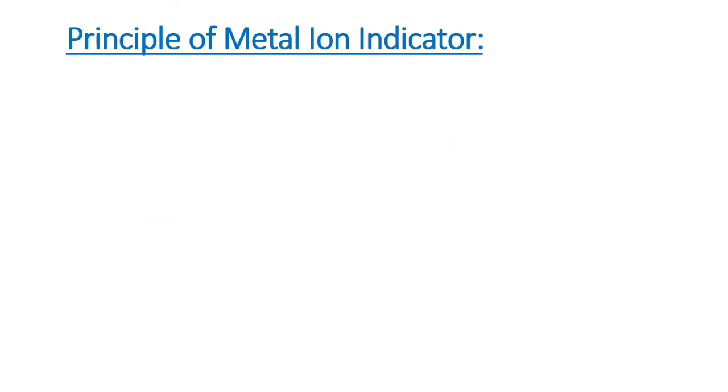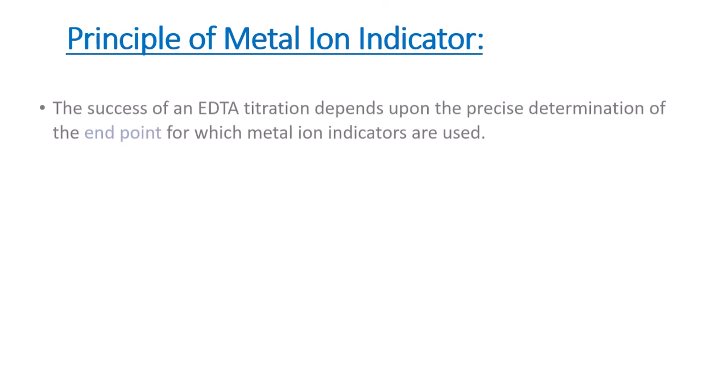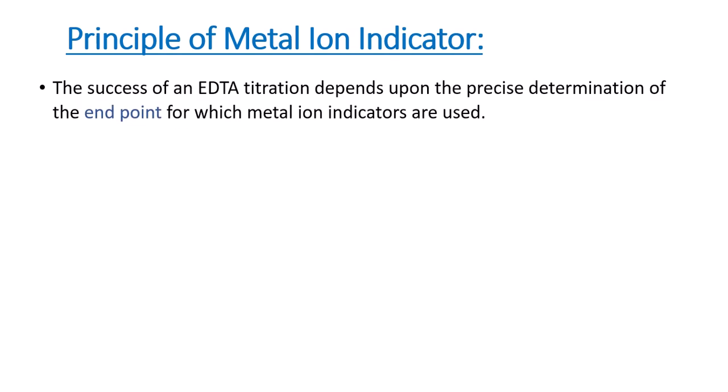Hello everyone. Today we will see the principle of the metal ion indicator that we use in a complexometric titration. The success of any titration, here we are taking EDTA or complexometric titration, depends on the exact color change that we get near the end point. So here we are using the metal ion indicator, which gives a perfect color change so that we get the exact concentration of the metal ion in the given solution.